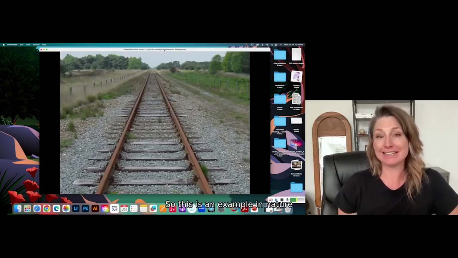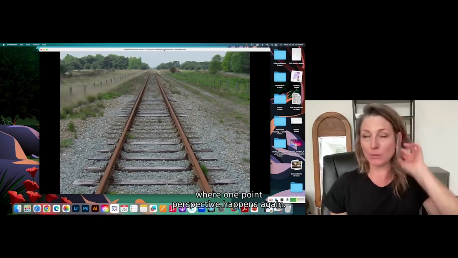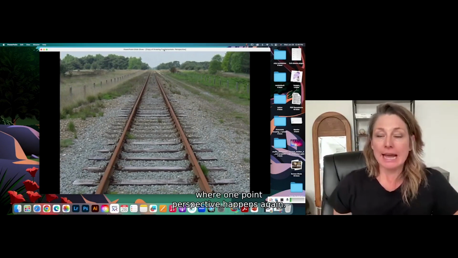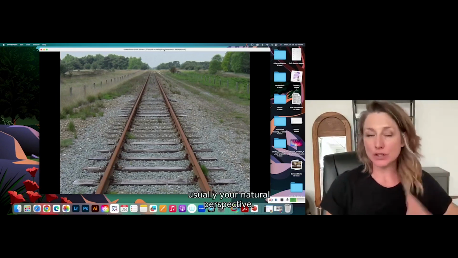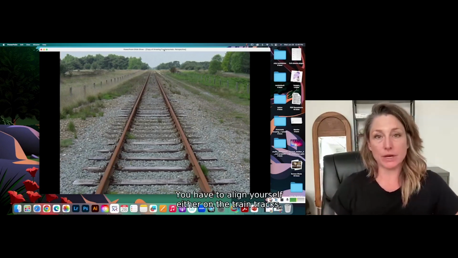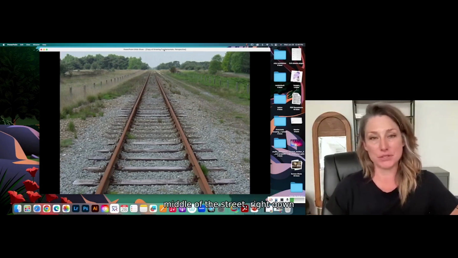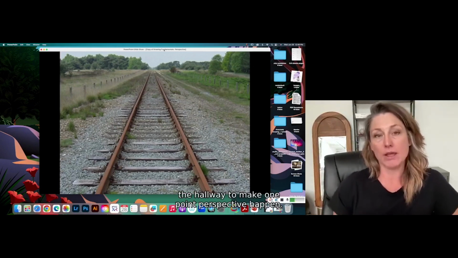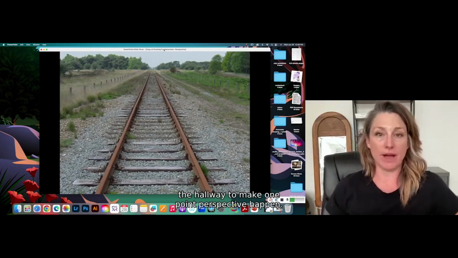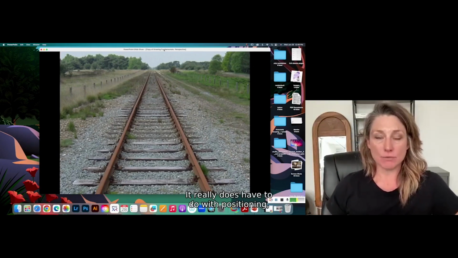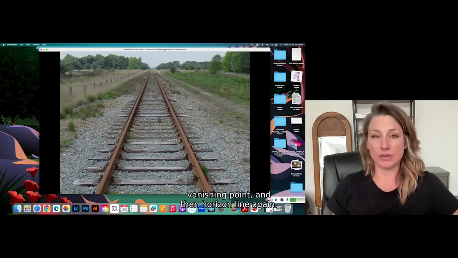Okay, so this is an example in nature where 1-point perspective happens. Again, 1-point perspective is not usually your natural perspective. You have to align yourself either on the train tracks, middle of the street, or right down a hallway to make 1-point perspective happen.